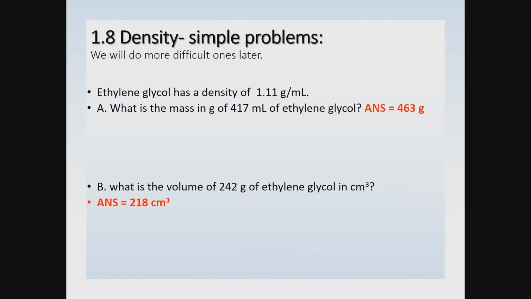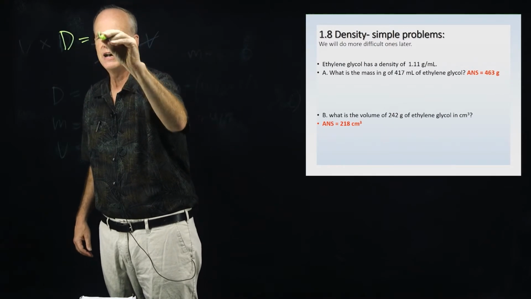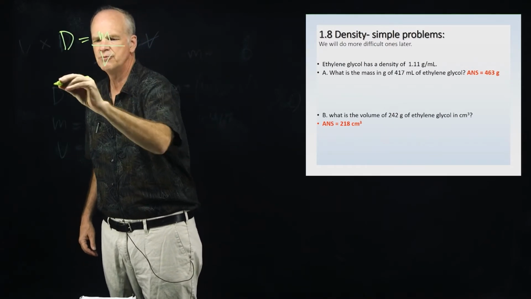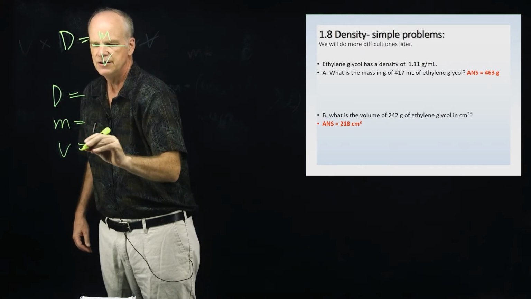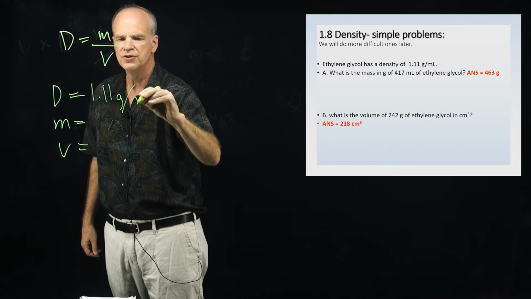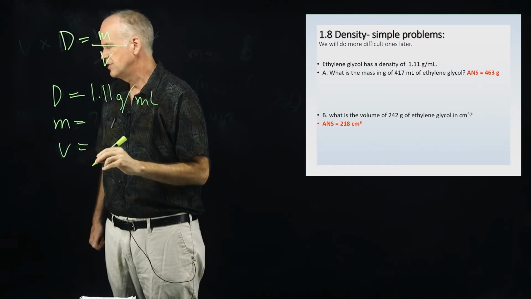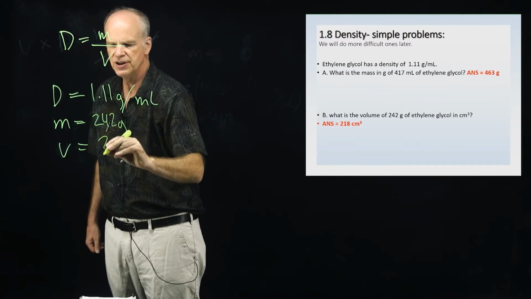Okay, so we'll do problem B. What is the volume of 242 grams of ethylene glycol in centimeters cubed? Okay, so again, this is going to be density equals mass divided by volume, and so we'll assign variables D, M, and V. And so density again is 1.11 grams per milliliter. Mass, we know this time, is 242 grams, and volume is what we're trying to find.